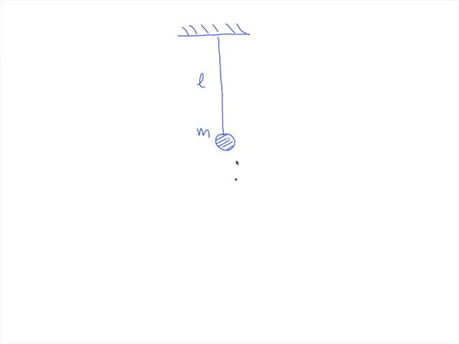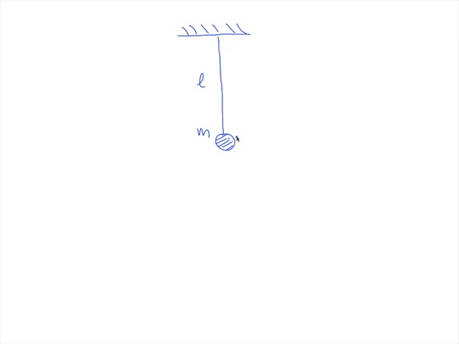In this video, I'm going to derive the oscillation period of a simple pendulum, and how this oscillation period depends on the pendulum length and mass. Let's call m the mass of the pendulum, the mass of this small ball, which is hanging from a thread of length L.